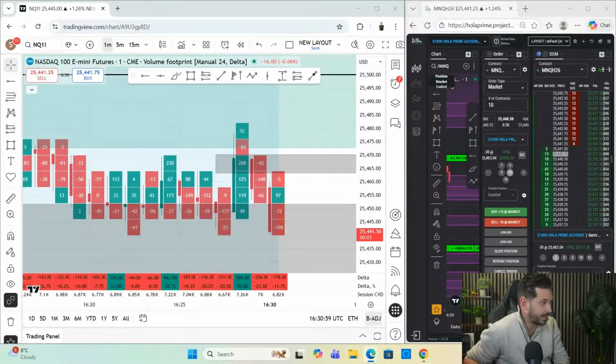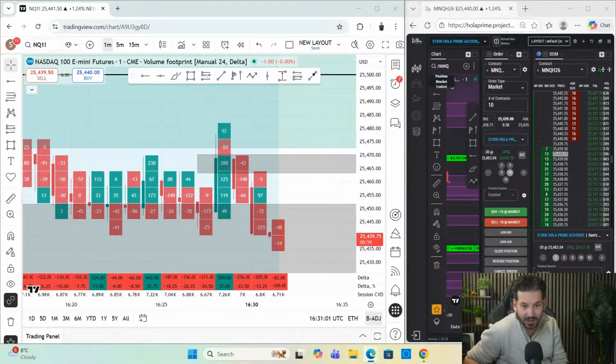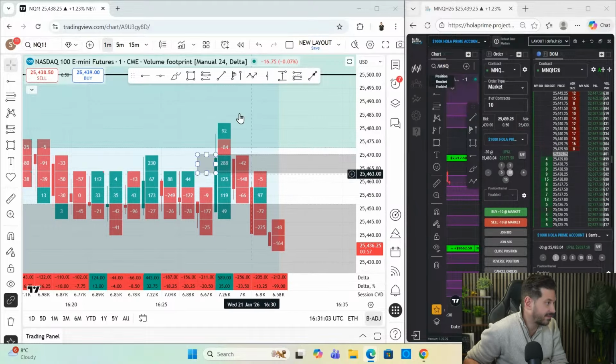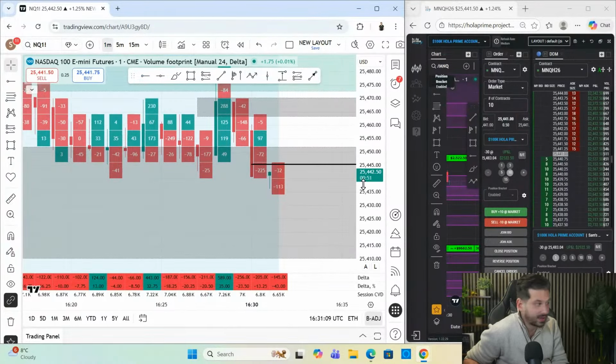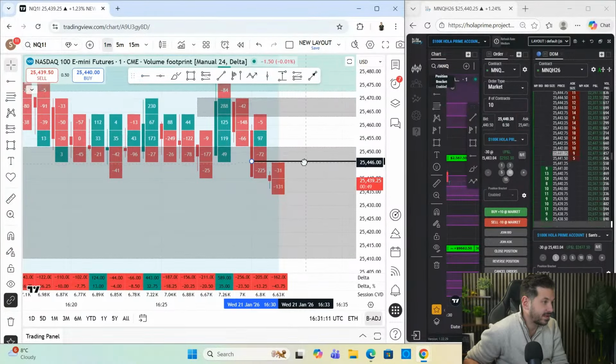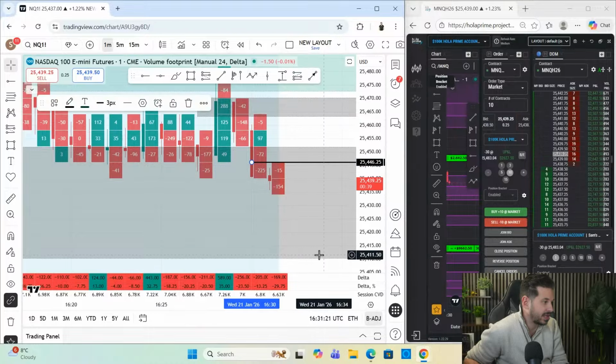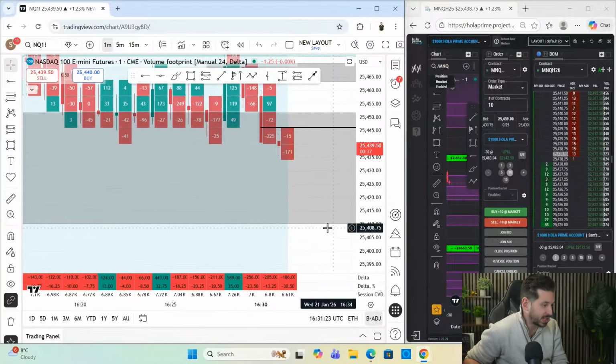There we go. I think this is the pop. Okay, 24,445 is my entry. It's not great. I don't like it. 445. 75. It's fine. There we go. I think this could be the break of the range potentially now.